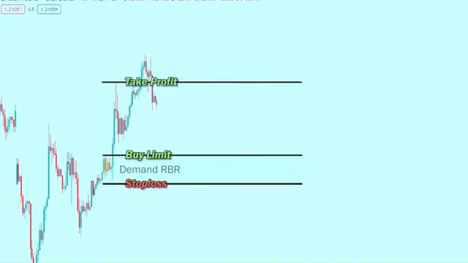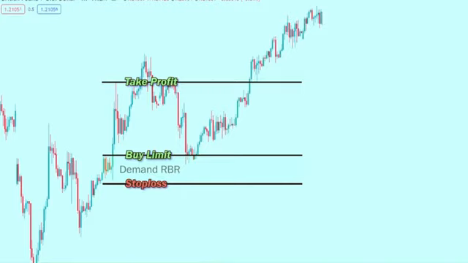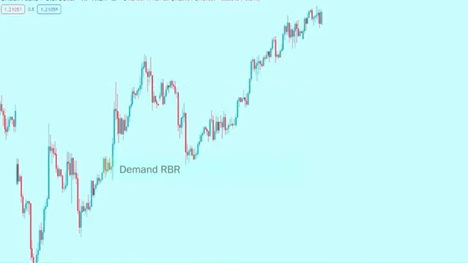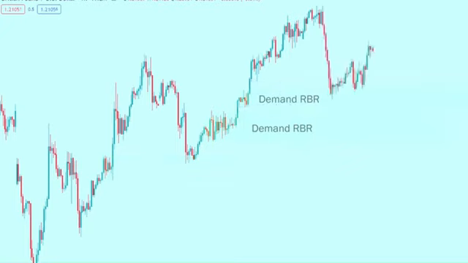For take profit, we can place it at 75% of the previous highest point before the price returns to the demand area, or you can use a risk-reward ratio of 1 to 1.5 or 1 to 2, and so on. This trade ends with a profit. Then, here we can see the price experiencing another break of structure, and in this area, we can observe two rally-base-rally patterns followed by imbalance areas. Additionally, we can see the price bouncing off this area.